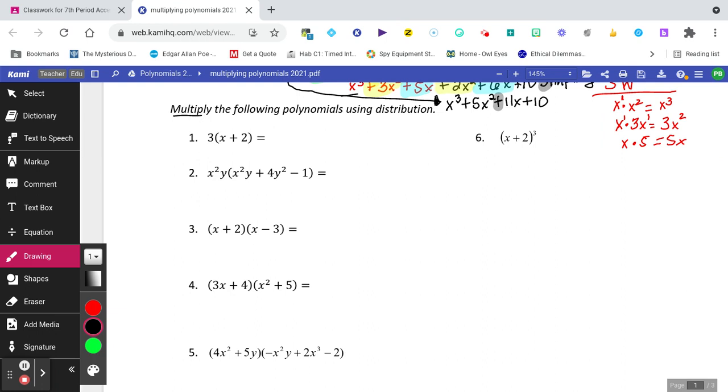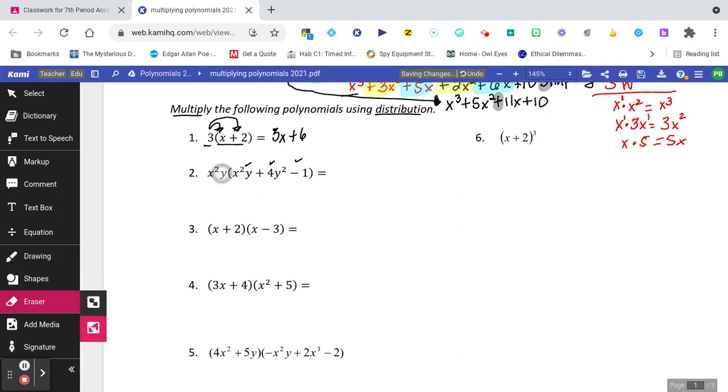Okay, it says multiply the following polynomials using distribution. This is basic distribution. 3 times x is 3x. And 3 times 2 is 6. That's a monomial times a binomial, guys. All right, this is a monomial times a trinomial. So number 2 is a monomial times a trinomial. Let's see what we get.